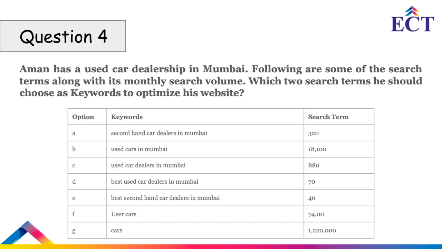Okay. Can you answer this question? Aman has a used car dealership in Mumbai. Following are some of the search terms along with their monthly search volume. Can you tell two search terms he should choose as keywords to optimize his website?